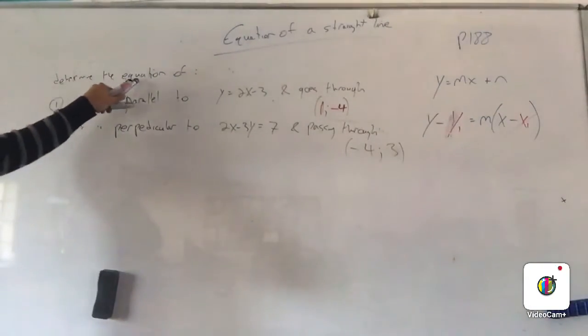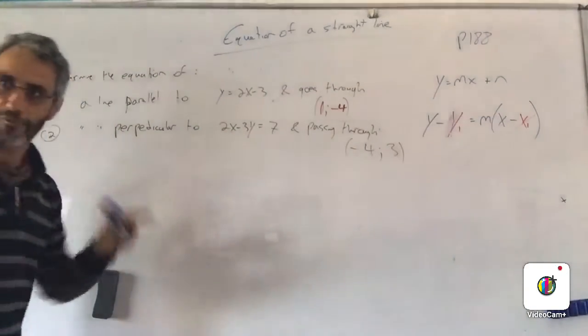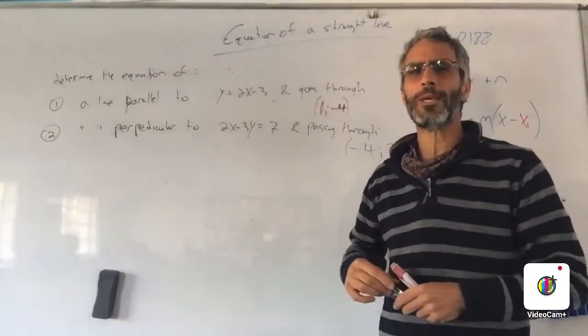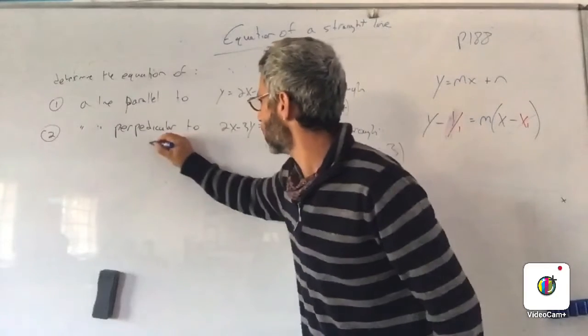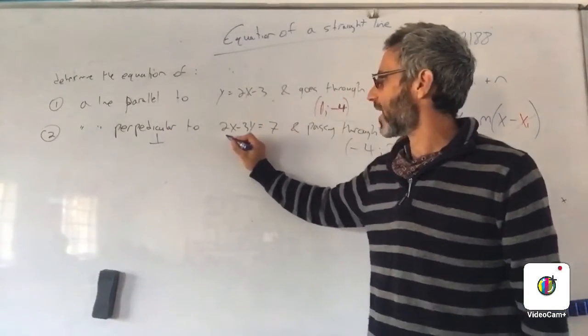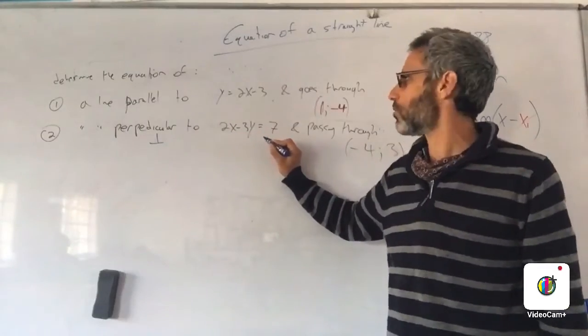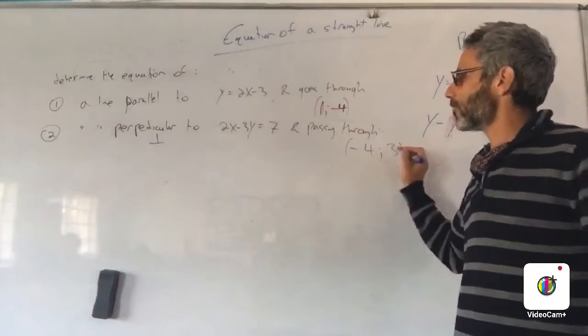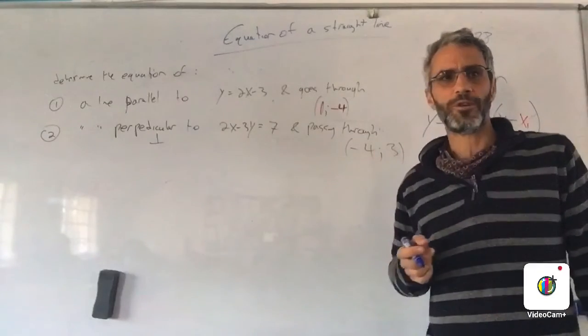We're looking for the equation of another line, a different line. This time this line is perpendicular. What does perpendicular mean? Yes, 90 degrees to another line. But check out how I write this line: 2x minus 3y equals 7. And it's passing through this coordinate minus 4, 3.